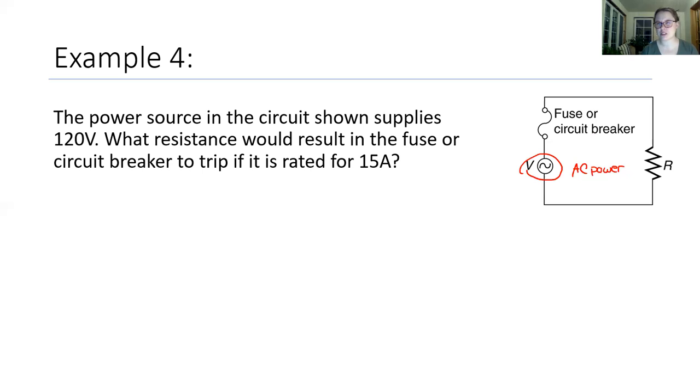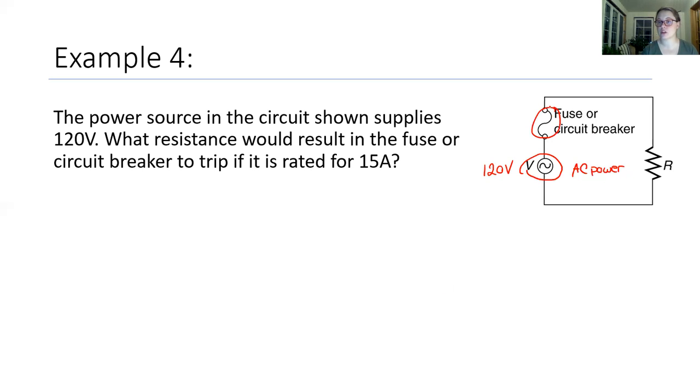I don't know if we'll get to talking about any alternating current or not. DC circuitry is what's most important for you. So the power source supplied shows 120 volts. So this is our 120 here. What resistance would result in the fuse or circuit breaker to trip if it's rated for 15 amps?